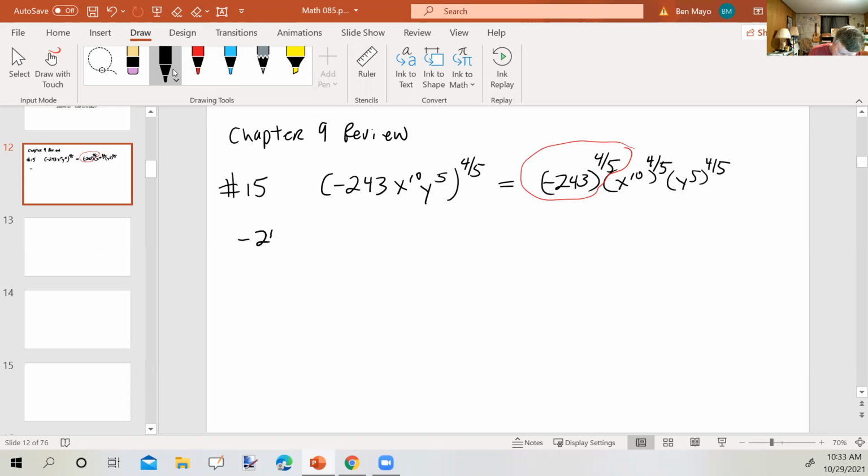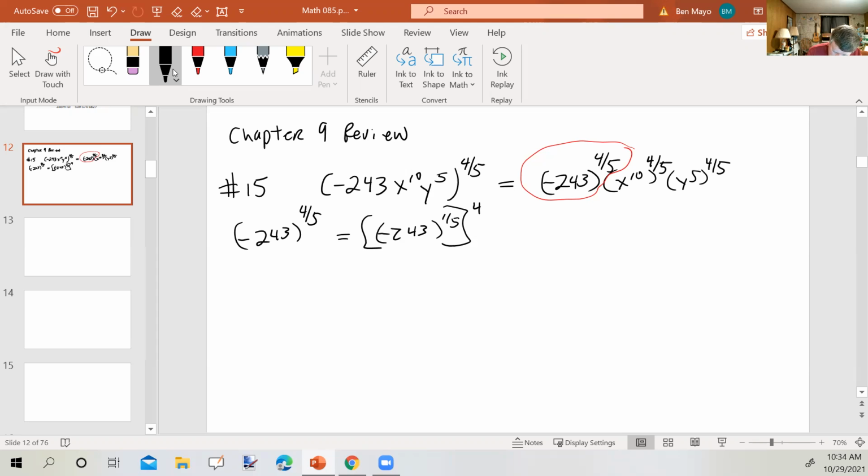So negative 243 to the 4/5 power is equal to negative 243 to the 1/5 power, and then that raised to the 4th power. In other words, I can do the root and then the power as long as they're both real, and in this case they are. So I need to figure out what the 5th root of negative 243 is. There's a couple of different ways I can do this. One of them is to do it by hand.